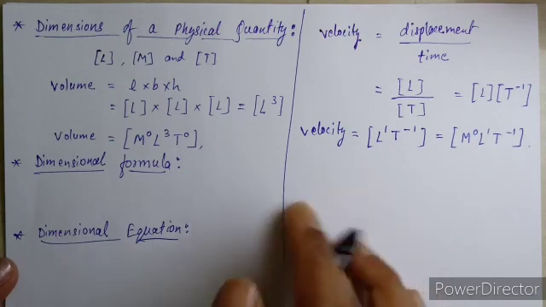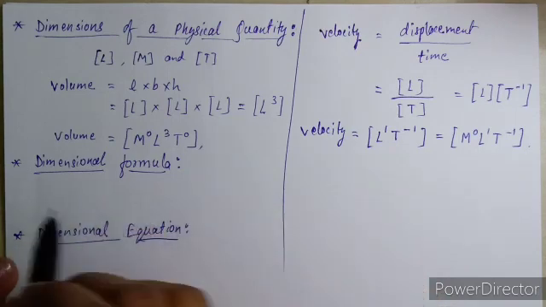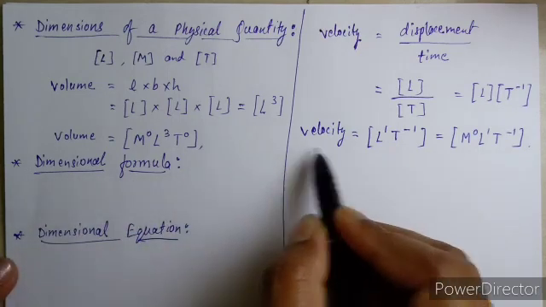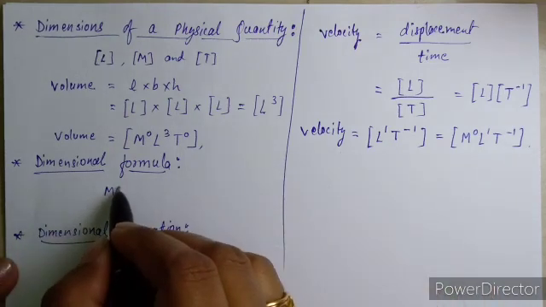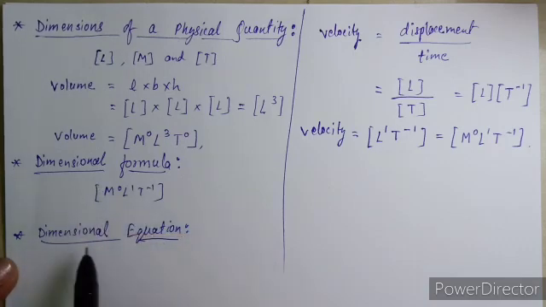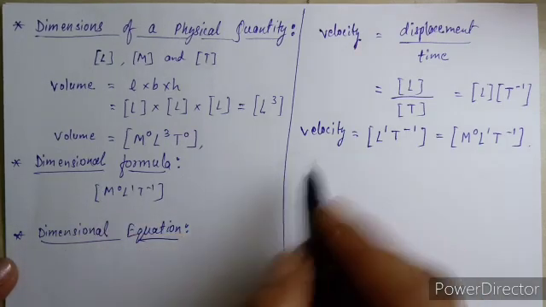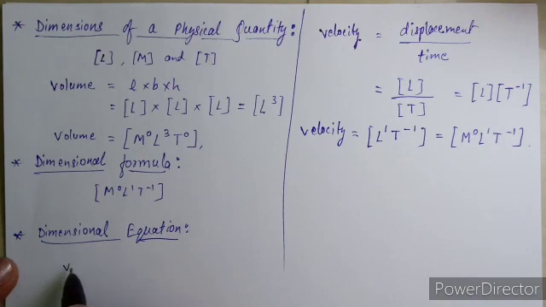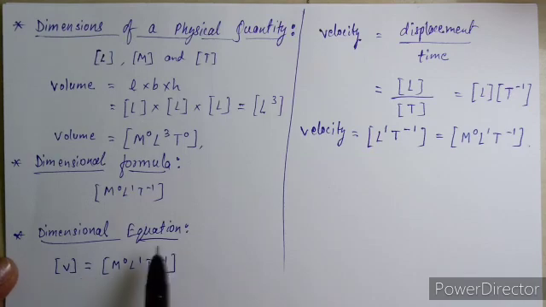From this example, let us understand dimensional formula. So the dimensional formula for velocity is M0 L1 T minus 1, and the dimensional equation for velocity is [v] equals M0 L1 T minus 1. That's how we represent velocity. So this is the dimensional equation and this is the dimensional formula.